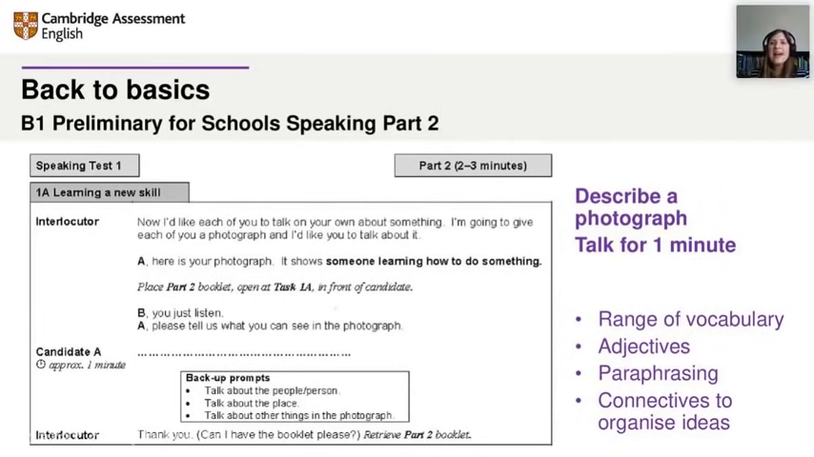So the skills and the language that they need, that we need to help them develop, they need to have a range of vocabulary to be able to describe the pictures. They need to know adjectives to give those descriptions, but that's not enough. They need to be able to order their ideas. And if they don't know what something is in a picture, they need to be able to paraphrase, to explain what it is. So these are all really important skills that we need to teach our students.